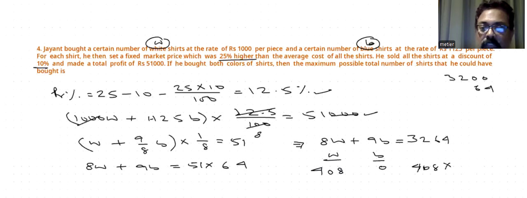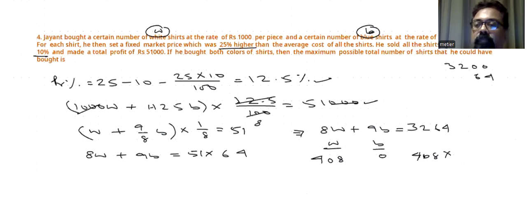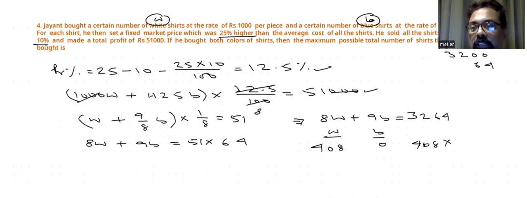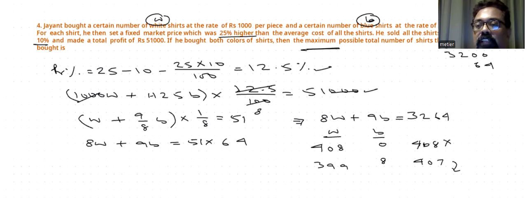Our next solution here: W will go down by 9 and B will go up by 8. So 408 minus 9 gives 399, and this sum will be 407. Now check it: the previous value is 408, this is 407. The next value has to be less than 407. We have to find the maximum possible value, so this 407 is our answer. We need not proceed further.